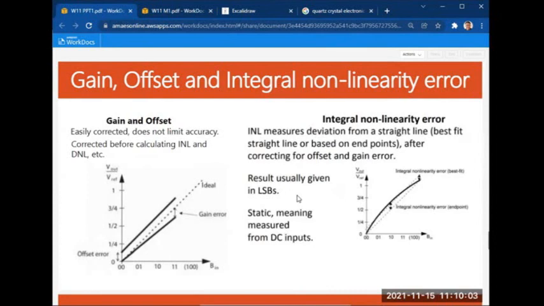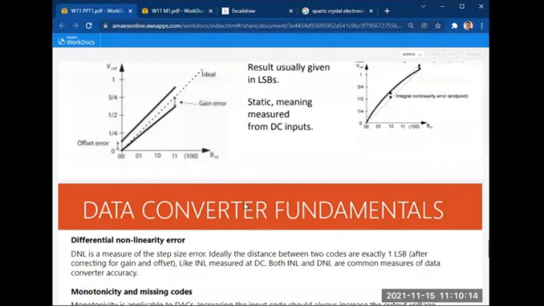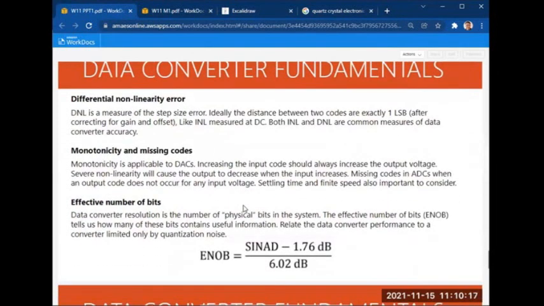Result usually given in LSBs or least significant bits. So these are static, meaning they are measured from DC inputs. So next we have DNL, or differential nonlinearity error. DNL, on the other hand, is a measure of the step size error. Ideally the distance between two codes is exactly 1 LSB after the correction, like INL measured at DC. Both INL and DNL are common measures of data converter accuracy.